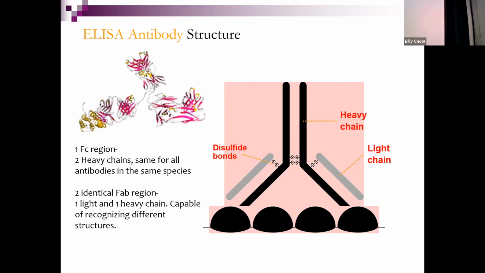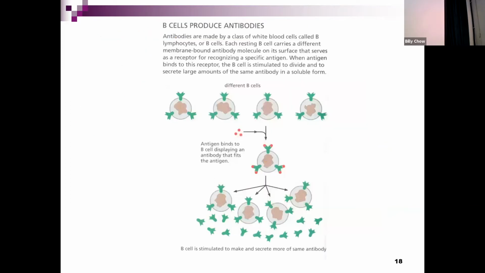Okay, so FC region is identical for all the antibodies, but the FAB region is different. And that's why each of the B cells can generate a particular antibody that can recognize a specific antigen. Okay, so FAB region is a variable region, and FC is the same for all the antibodies produced in the same species.